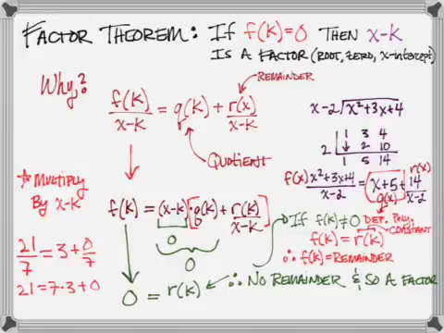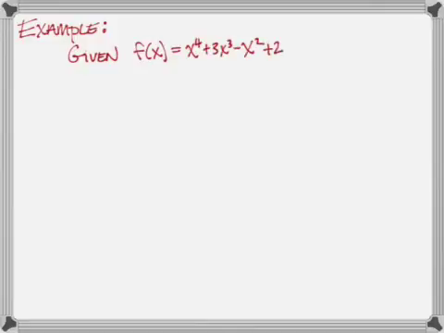Wait, but you already said that f of k is equal to r of f of k. Yes. So both of these, the factor theorem and the remainder theorem, kind of go together. All right? So if I have this, let's just do an example. Let's step away from the theory part and let's do an example, right?